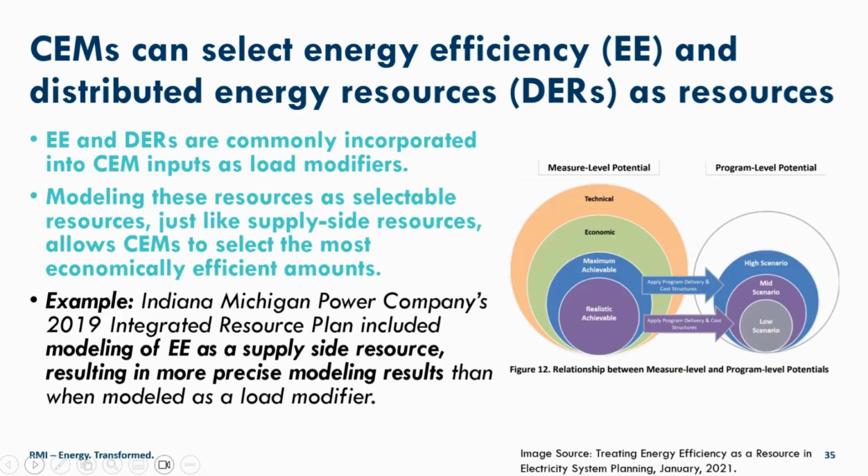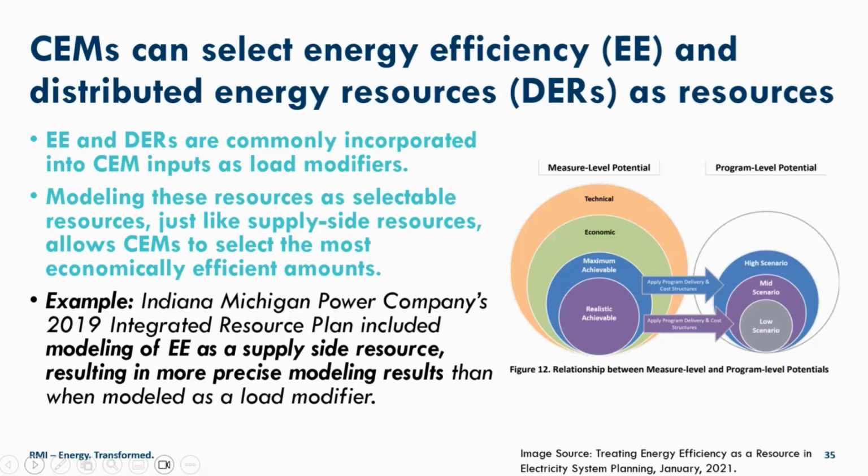Capacity expansion models are also able to select energy efficiency and distributed energy resources in a similar way to supply side resources. This is often an overlooked feature. Instead of treating these demand-side resources in an apples-to-apples way with supply-side resources, often models aren't allowed to select and optimize them. Instead, they're introduced as inputs, introducing modifications to load shape to reflect energy efficiency or distributed energy resources. However, modeling them as selectable resources allows the model to select the most economic and efficient amounts.